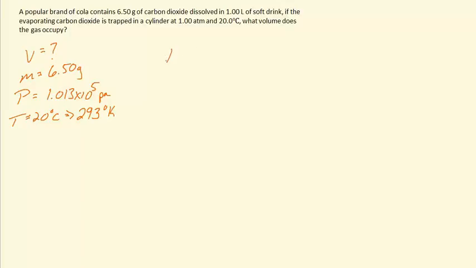By looking at the ideal gas law, where PV equals nRT, we see that we're given our temperature, R is a constant, pressure is given to us, and we can solve for our moles since we're given the mass of carbon dioxide, and we can calculate the molar mass of carbon dioxide. We can solve for our moles, so we can rearrange the equation to solve for our volume, which will give us our number of moles times R multiplied by our temperature divided by our pressure.